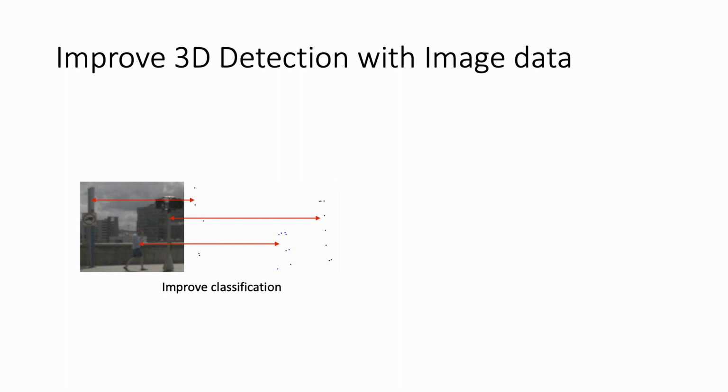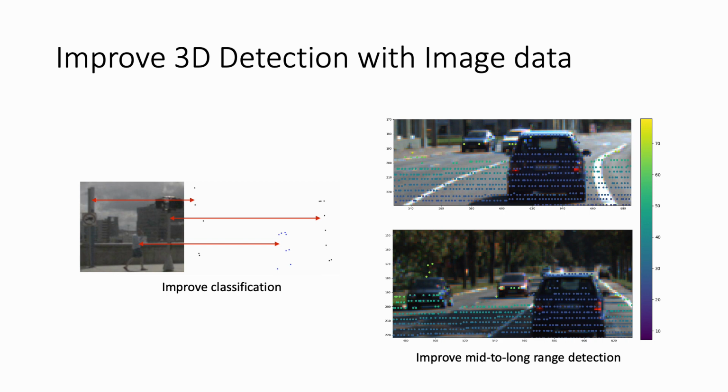This is an image of a pedestrian and two traffic posts next to their corresponding LiDAR returns. It would be very difficult to distinguish between geometrically similar objects from LiDAR returns alone, yet these objects can be easily classified from the image data. Moreover, the density of image features can improve 3D detection at mid to long range.